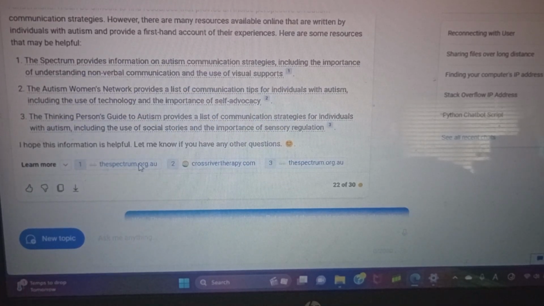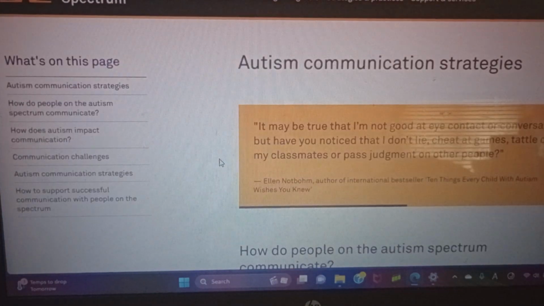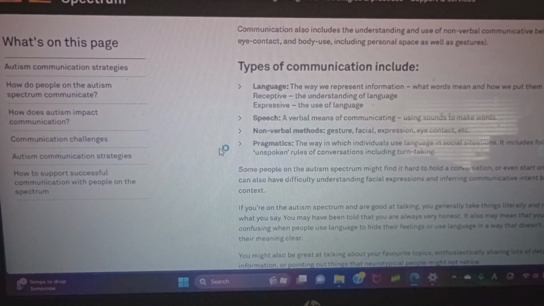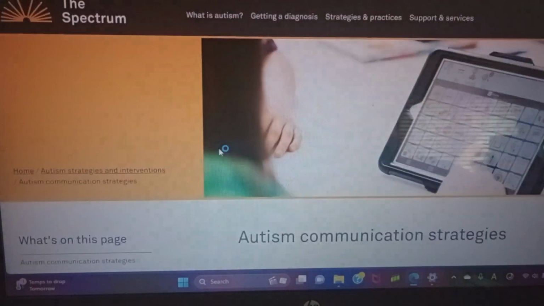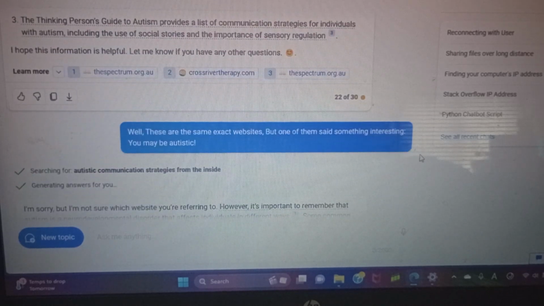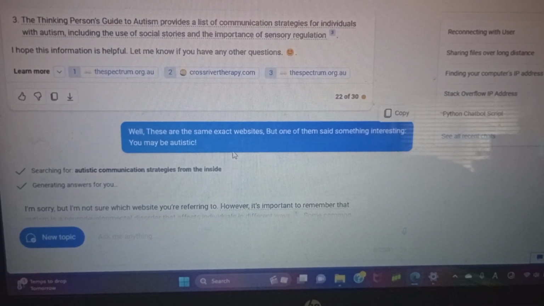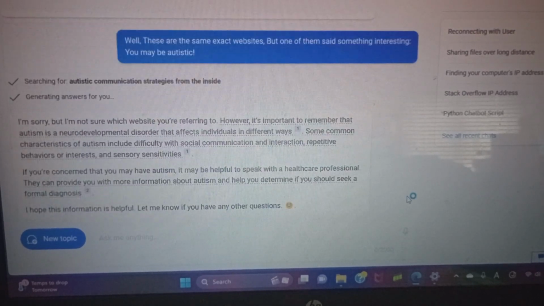And let me double check this because I'm pretty sure this is the only one that's different. And I'm thinking that this one, yeah. Oh, okay. Yeah, this one was from the inside out. I think I only read part of it. Well, these are the same exact websites, but one of them says something interesting. You may be autistic. I'm trying to go back to tricking it into thinking I'm autistic. So search the same thing.